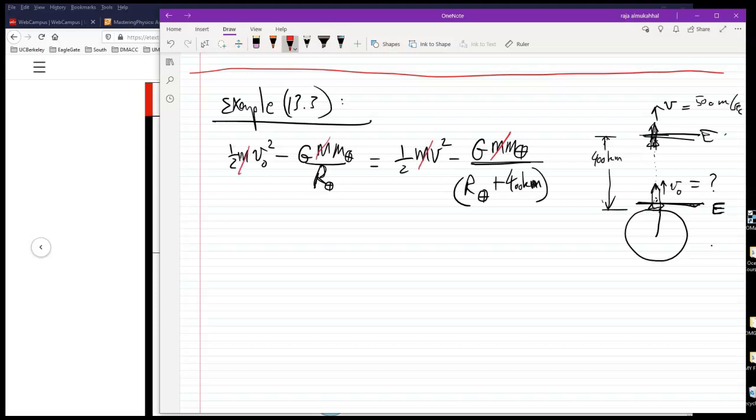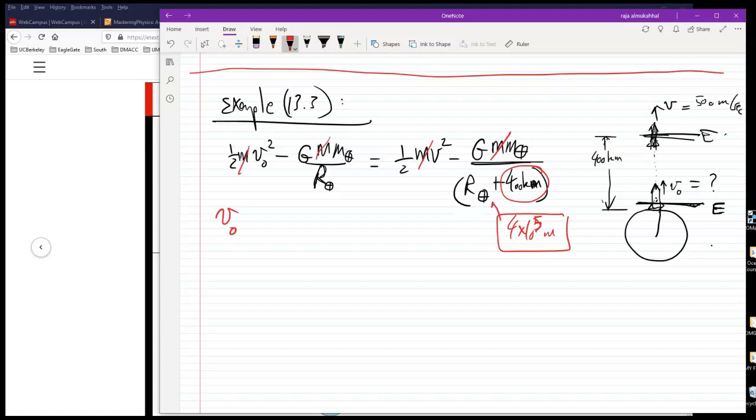M cancel out. And then all I need to do is to solve for V naught. You see what I'm saying? Just do the algebra. You solve for V naught. And of course, this 400 kilometers is 4 times 10 to the 5th meters. You see what I'm saying?